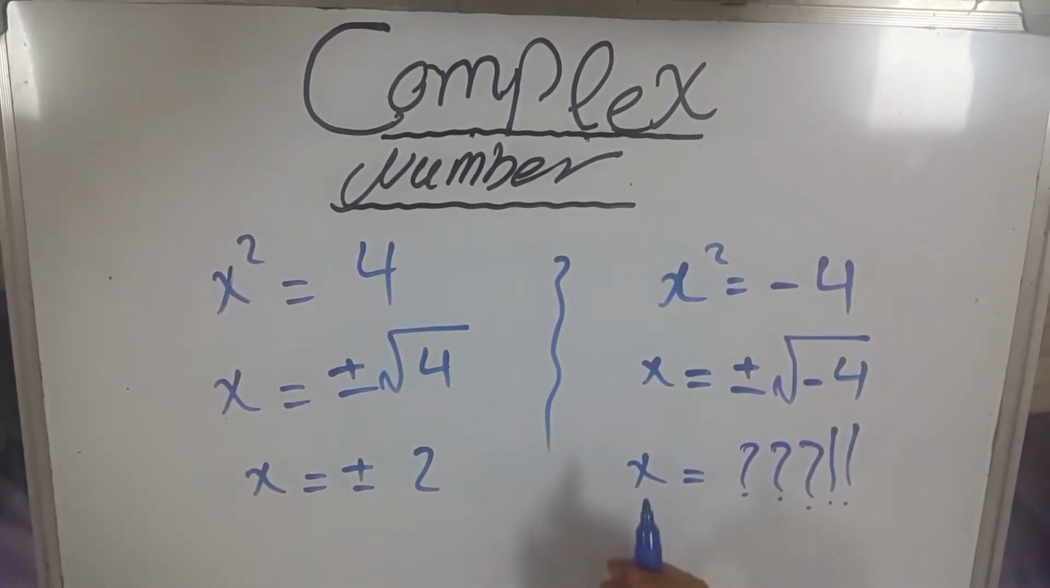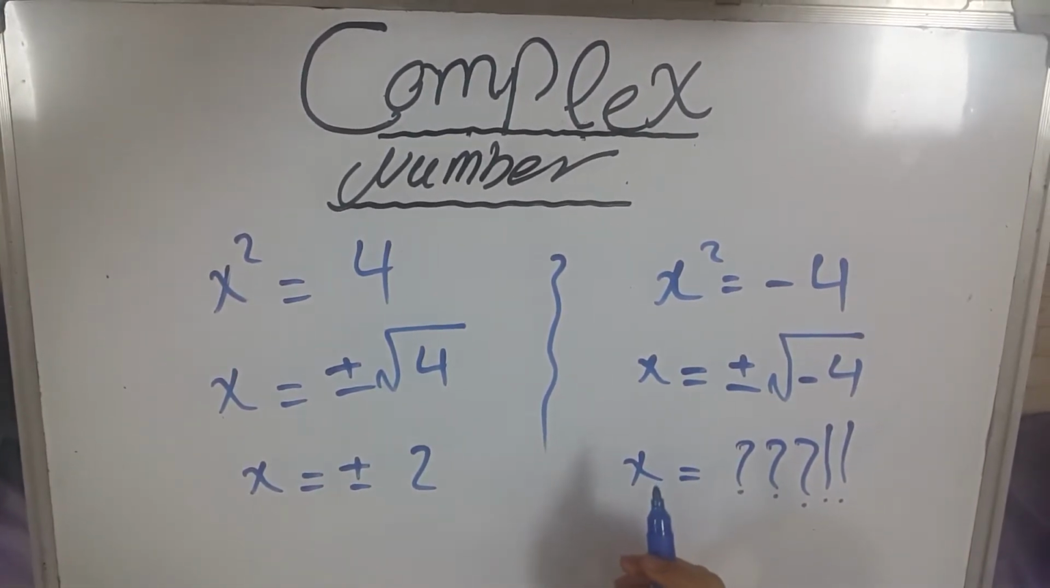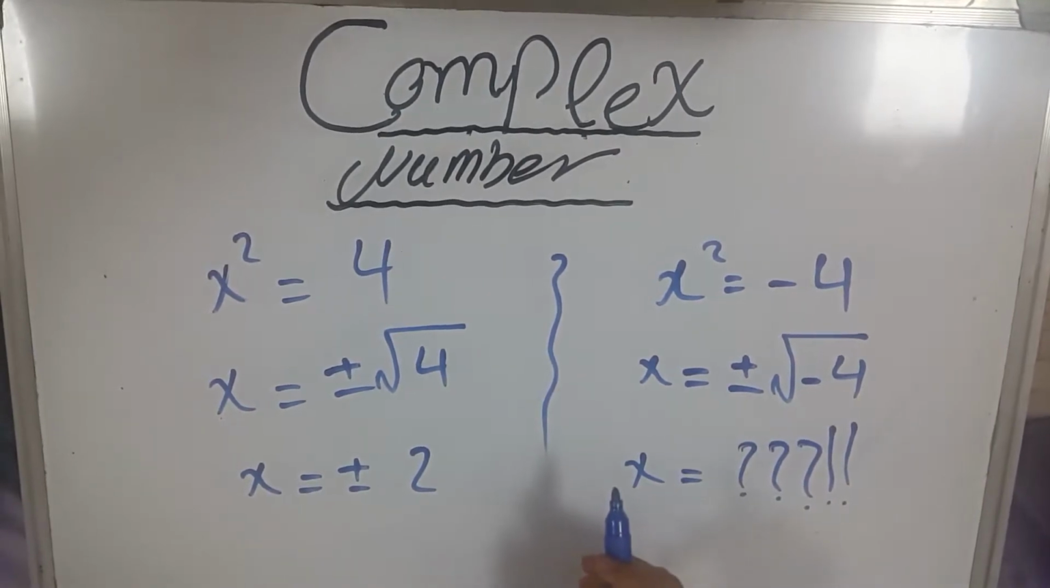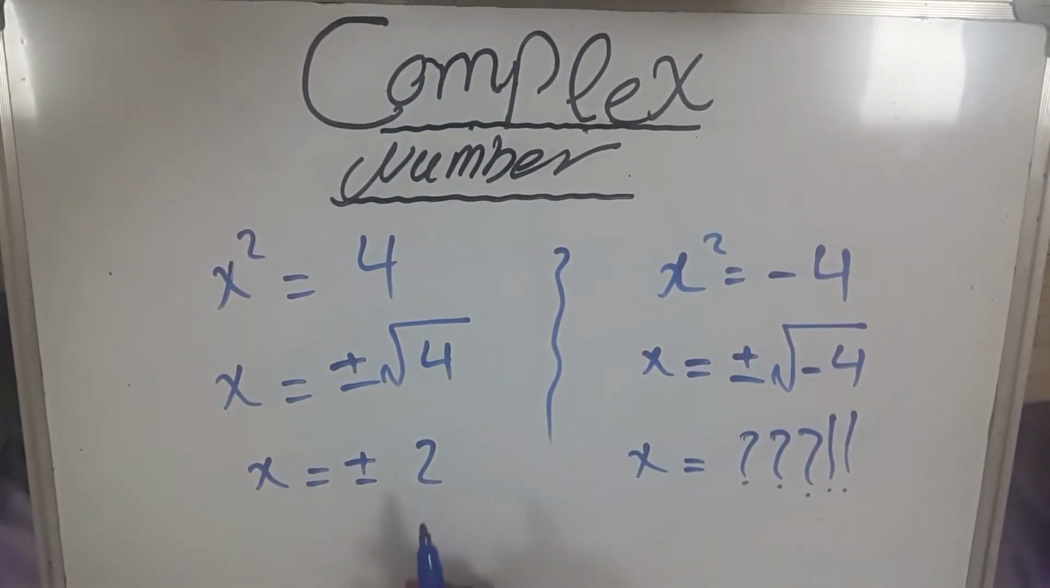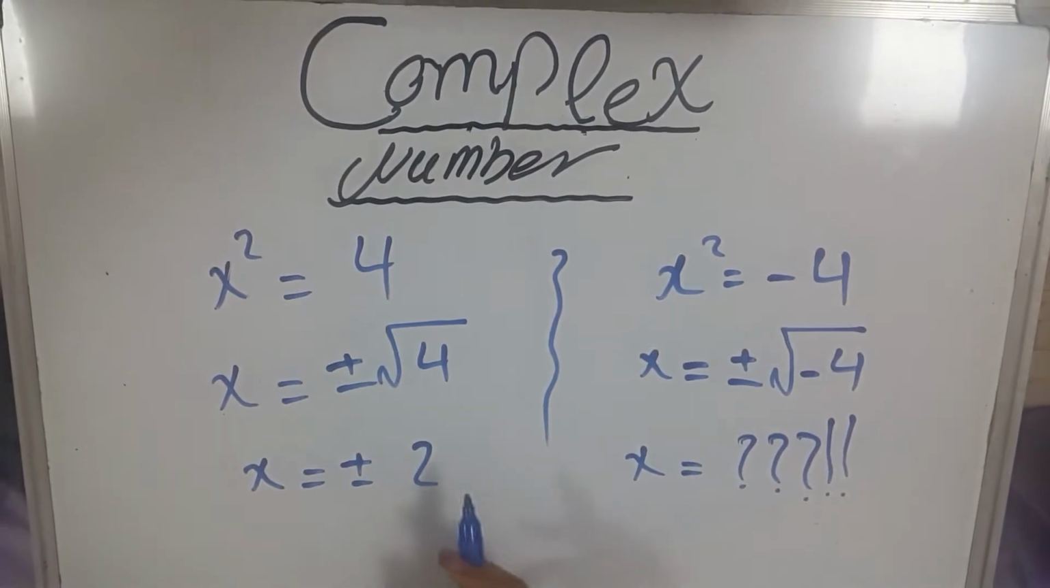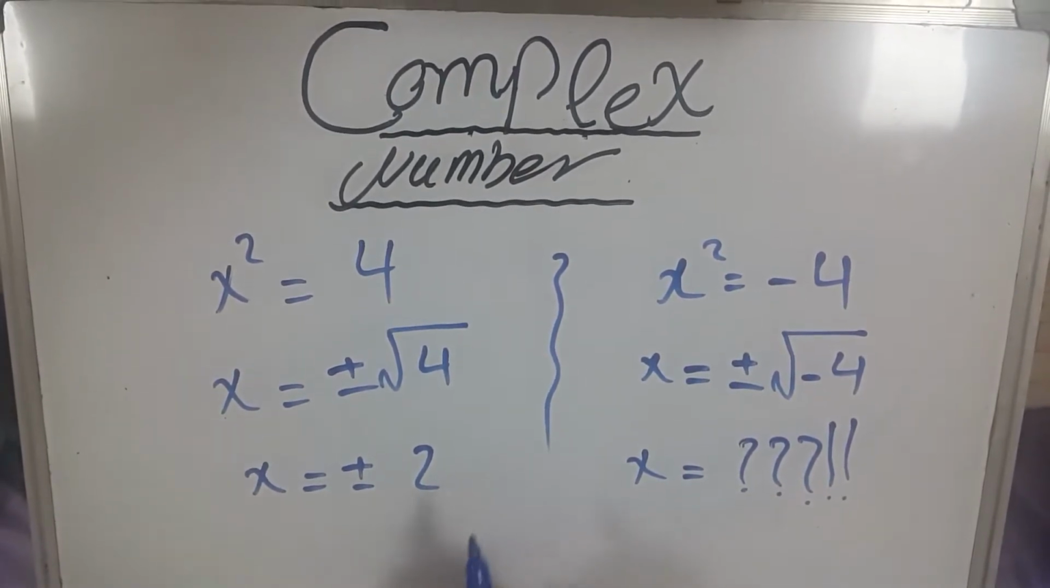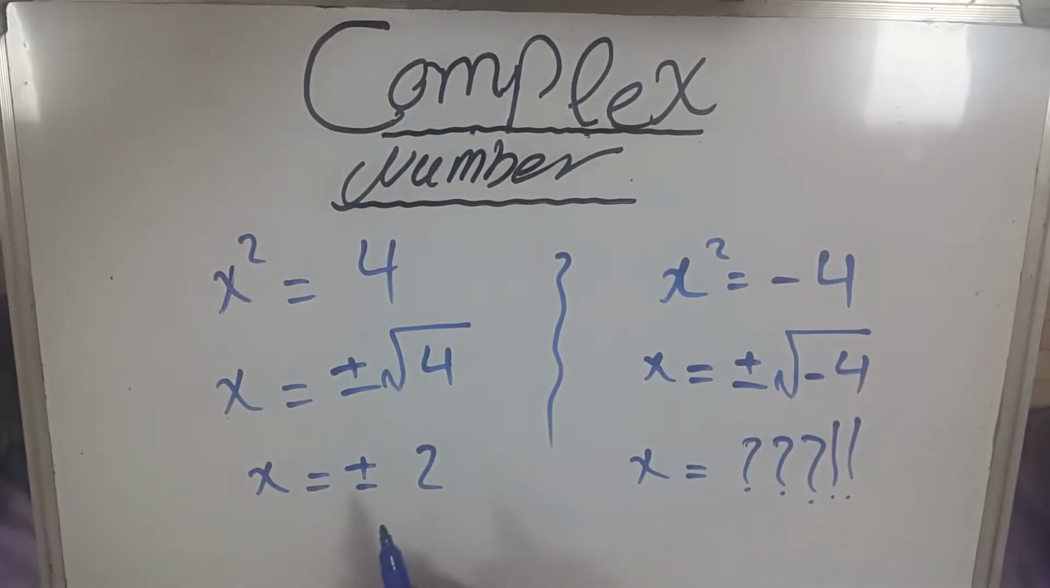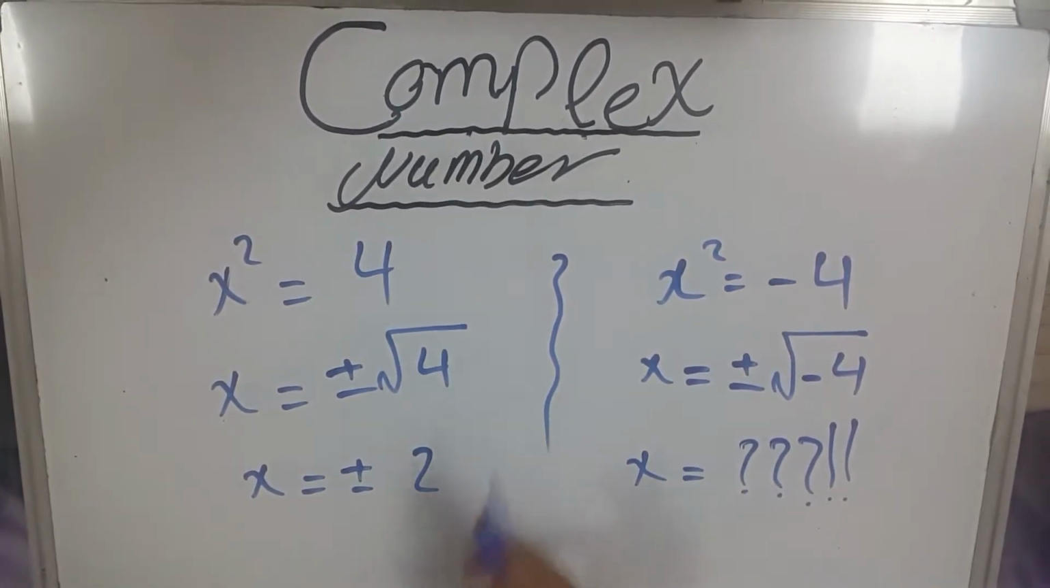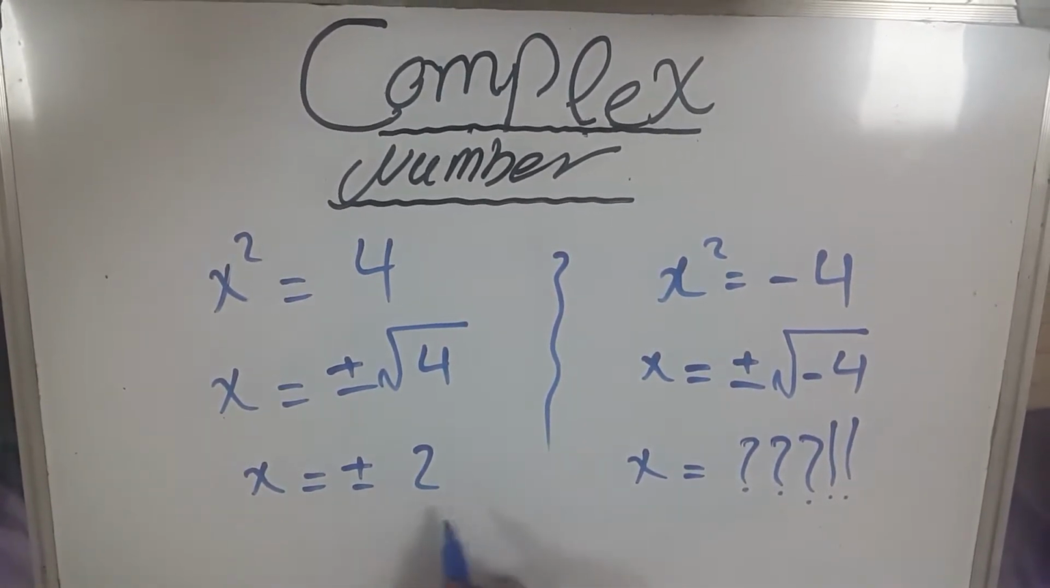Hello everyone, welcome. In this video we'll discuss a new topic which is complex numbers, and we will start our video by giving a simple question which is x squared equals 4, and we want to get the values of x. So to get the values of x, we will say that x equals positive or negative square root of 4, so x equals positive or negative 2.